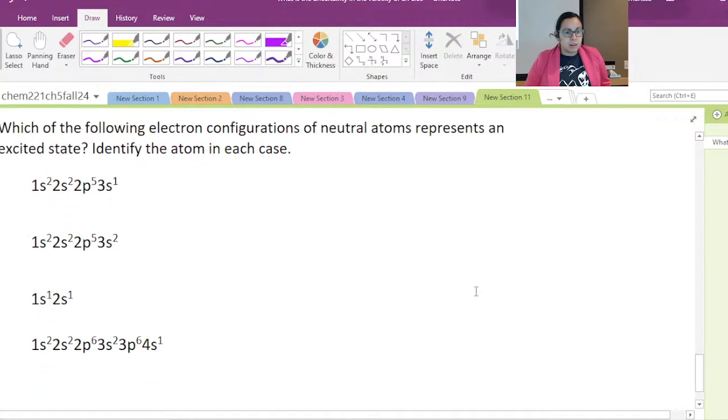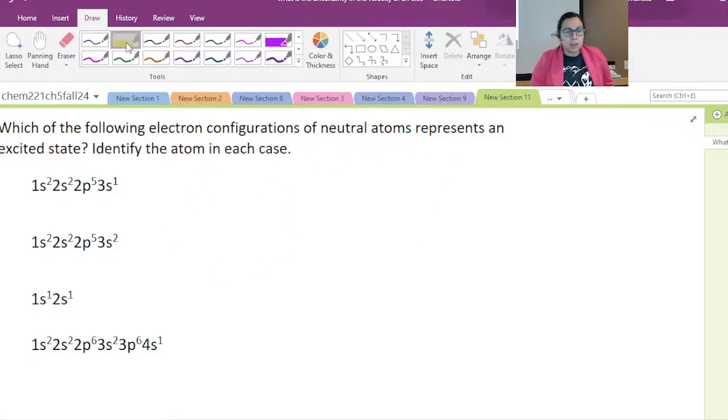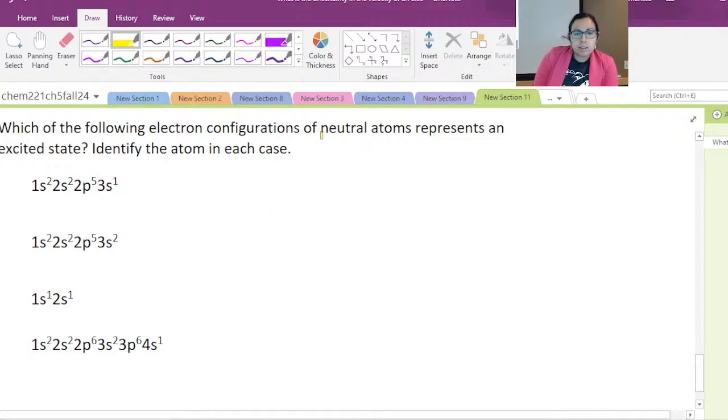Let's look at, I just want to skip around for a second. And so this last part was pretty similar to your lab. And so first, right, we have to identify, is it excited or ground? And it's saying, okay, these are neutral atoms, right? So they're not charged, but they're just excited. And excited just means they won't fill in order.